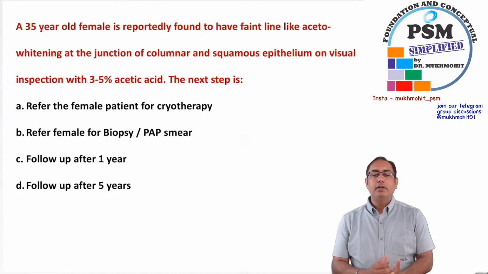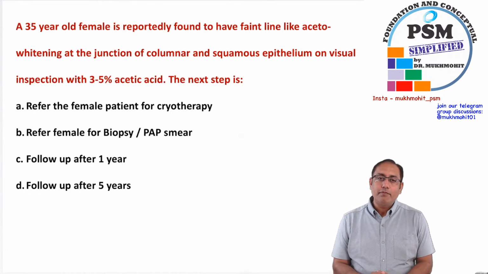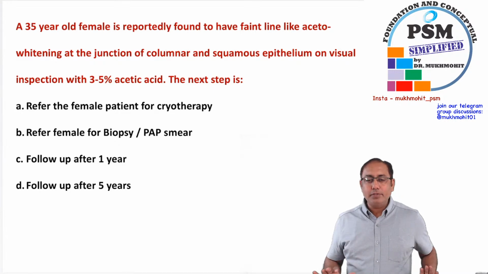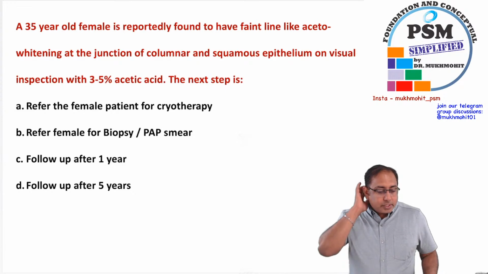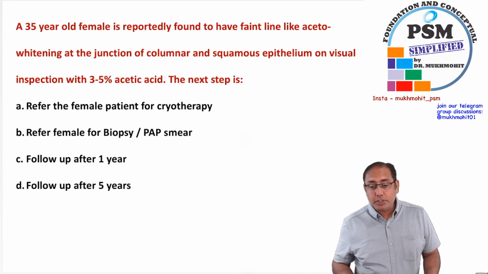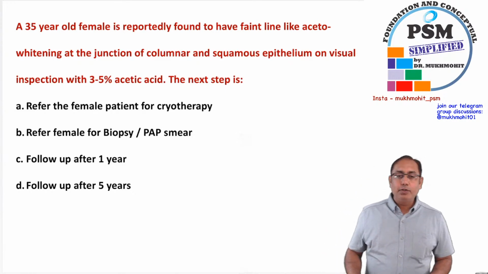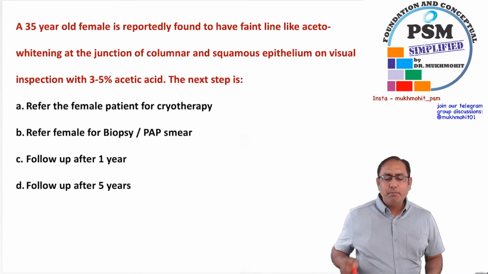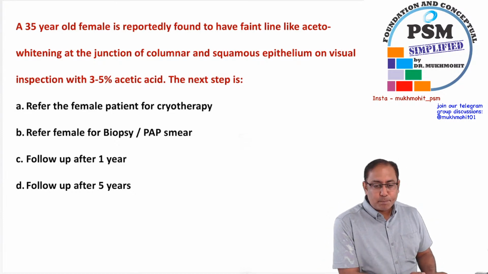Coming to the next one, 35-year-old female is reported to have faint line-like acetowhitening at the junction of the squamous and the columnar epithelium on the visual inspection with 3 to 5% acetic acid. This is a pure gynae question. If you want, I can just skip the discussion of this question. But if you give me the right answer, it's a very simple, direct gynae-based MCQ. So which of the following is the next step?